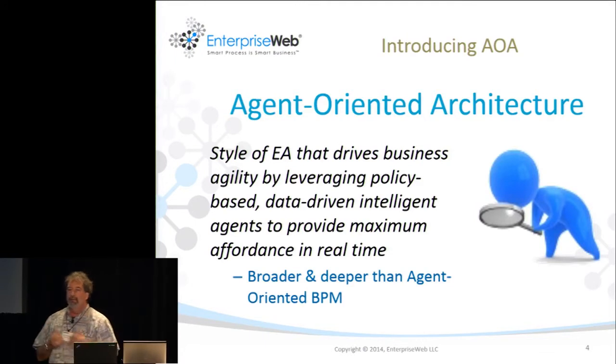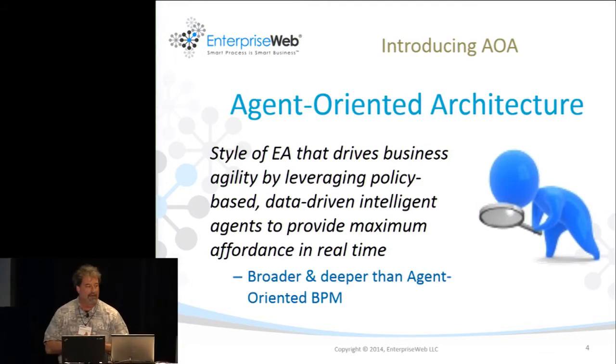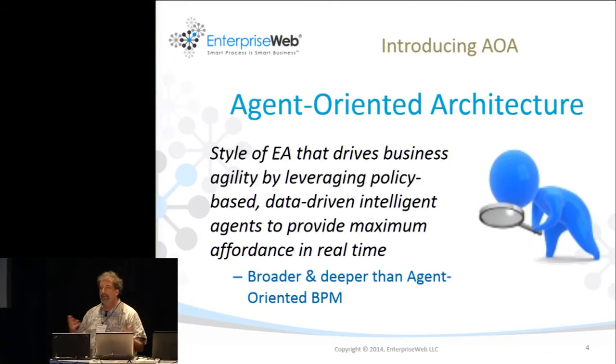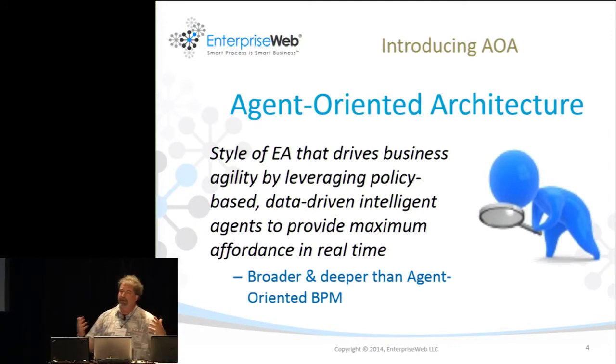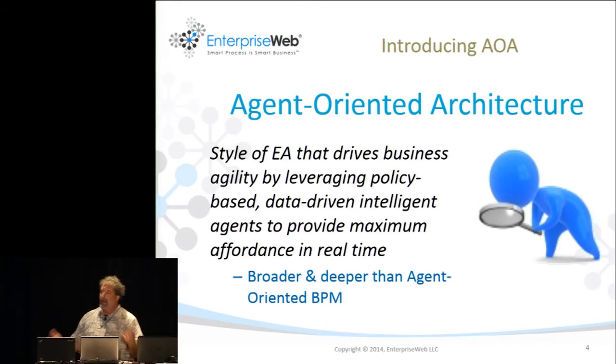So yes, we help implement what we like to call an agent-oriented architecture. And this is a new concept for us. We're just trying to put the fine point of what we mean by agent-oriented architecture. But from my background as an enterprise architecture thought leader, I really wanted to place this into the context of enterprise architecture, a style of enterprise architecture that drives business agility by leveraging policy-based, data-driven, intelligent agents. So that's the agent part of the story, the technology enabler of this architectural style.